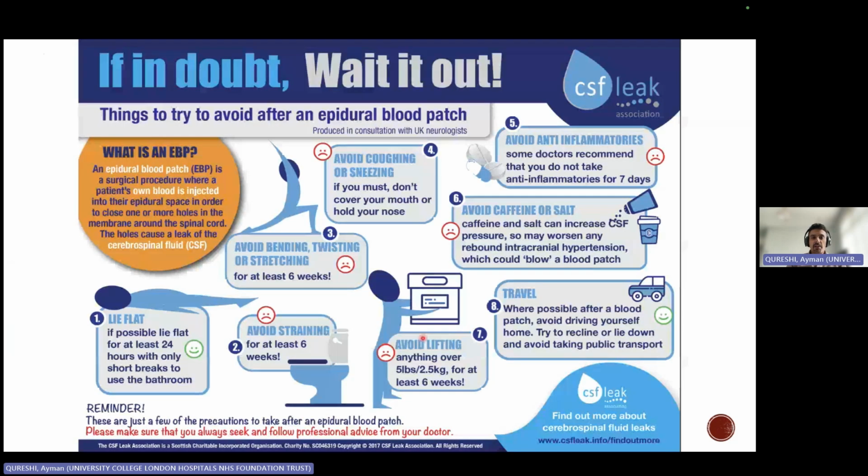There's a very good slide that you can find on the CSF Leak Association website that summarizes some of the things that we've talked about. They include avoiding anti-inflammatories, because some anti-inflammatories can prevent clotting. Avoiding salt and caffeine as well, because those can increase the amount of fluid and therefore increase the amount of pressure. And some of the other things that we had talked about.